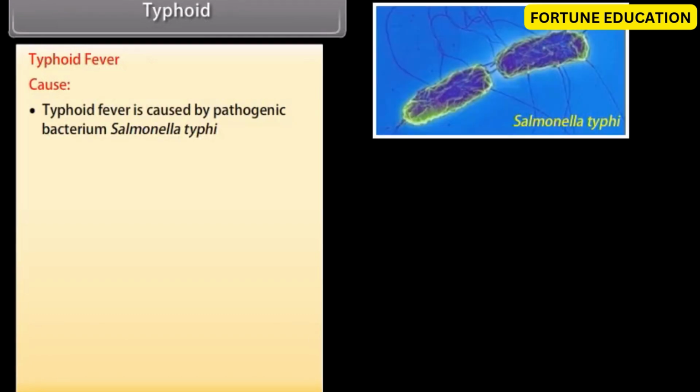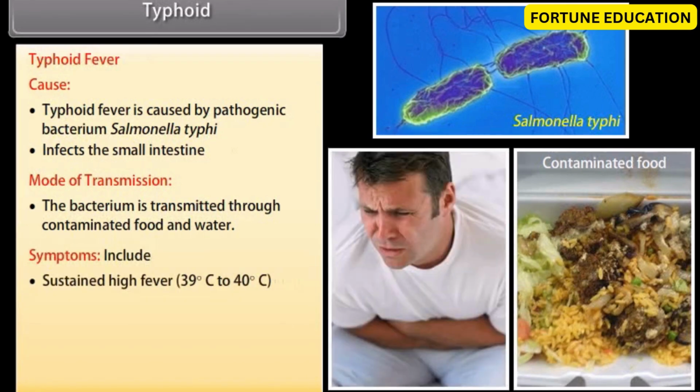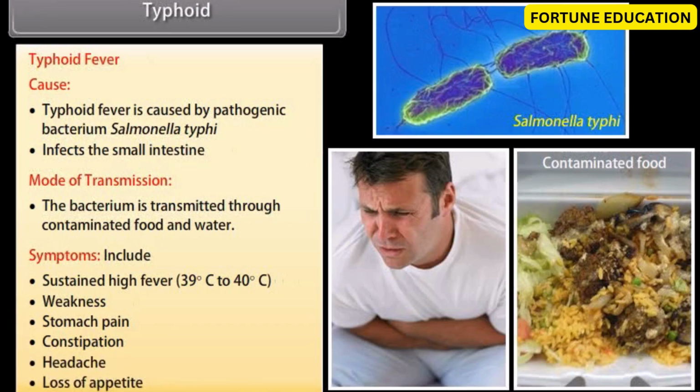Typhoid. Typhoid fever. Cause. Typhoid is caused by pathogenic bacterium Salmonella typhi. Infects the small intestine. Mode of transmission. The bacterium is transmitted through contaminated food and water. Symptoms include sustained high fever 39 degrees Celsius to 40 degrees Celsius, weakness, stomach pain, constipation, headache, and loss of appetite.